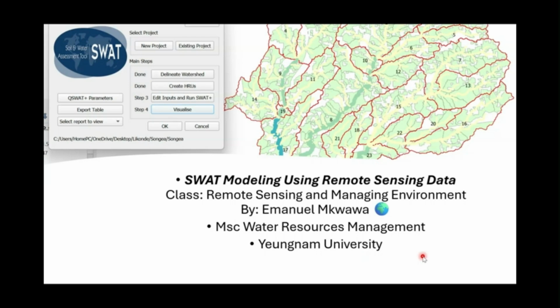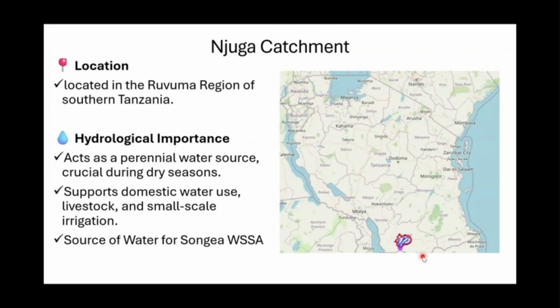Hello, Professor and everyone. My name is Emmanuel Mkwa, and today I'll be running a SWAT modeling on Njuga Catchment. The Njuga Catchment is found in southern Tanzania in the Ruvuma region.